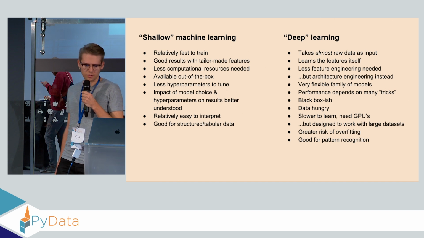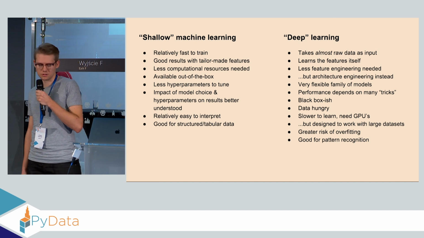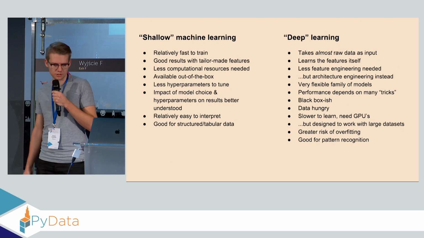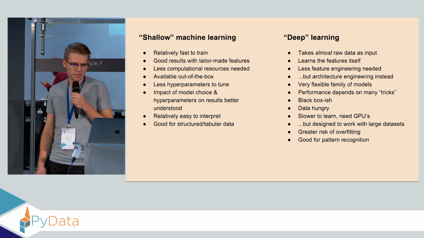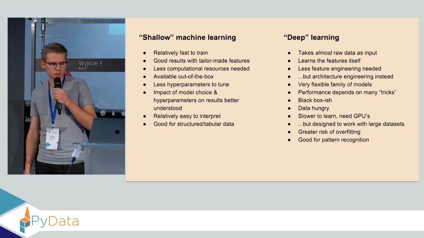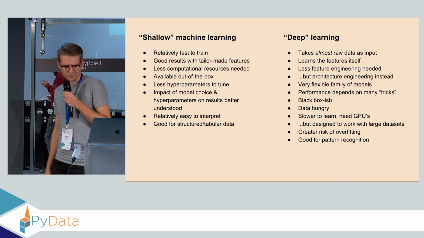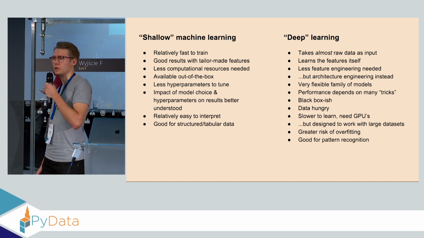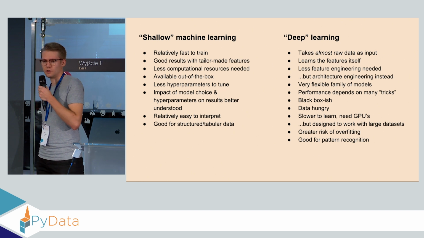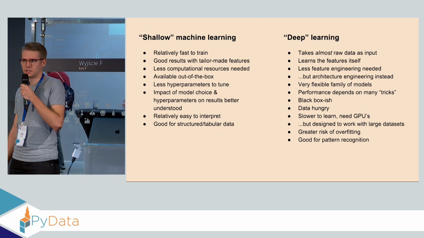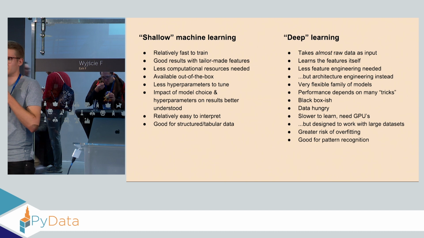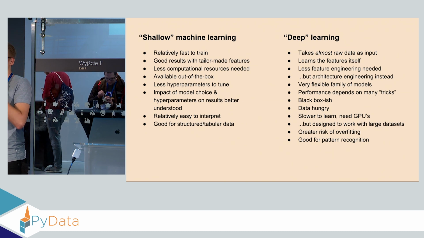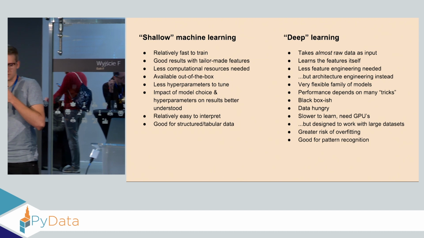Impact of model choice and hyperparameters on results can be better understood. The case for interpretation also can be made. We saw from the previous presentation that there are advances in terms of deep learning model interpretation. And what we've seen here is that it can be good for structured and tabular data. On the other hand, in terms of deep learning, we don't have to apply domain knowledge as much, so we don't have to engineer features as much. We can provide almost raw data and get interesting results.